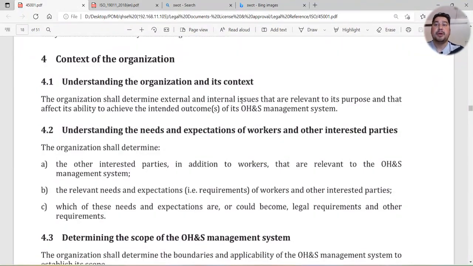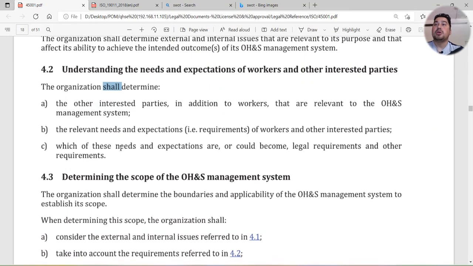It is a requirement also. The organization shall determine. Shall means it is a requirement. You have to do that. It is a must. So the organization shall determine, when identifying interested parties and their needs and expectations, what you have to do and how you are going to do that.